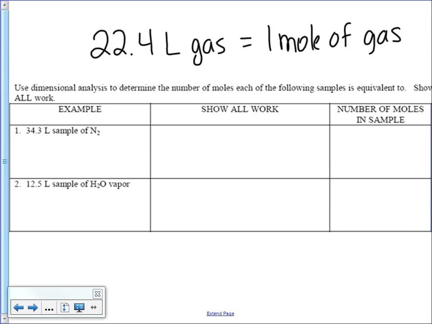Okay, welcome back. And hopefully from your reading, you got that 22.4 liters of a gas is equal to 1 mole of that gas. And we're going to use that information in some practice problems here, always starting by writing down what is given to us. So in example problem number 1, I have 34.3 liters of a sample.